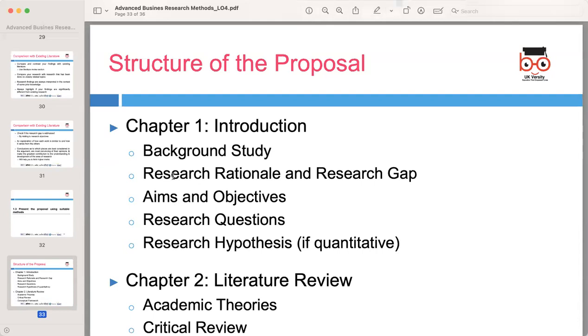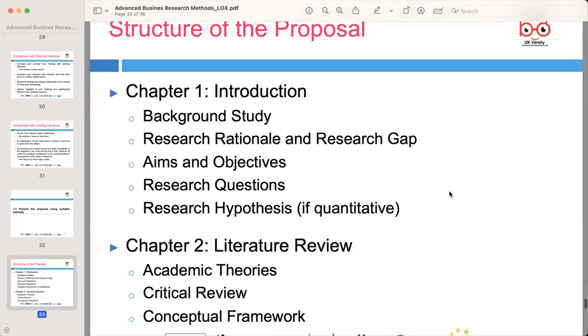It includes components like background studies, research rationale and research gap, aims and objectives, research questions, and research hypothesis. The research hypothesis applies if the study is quantitative. In quantitative studies, researchers formulate hypotheses, which are educated guesses about the relationship between variables. These hypotheses are tested using statistical analysis.